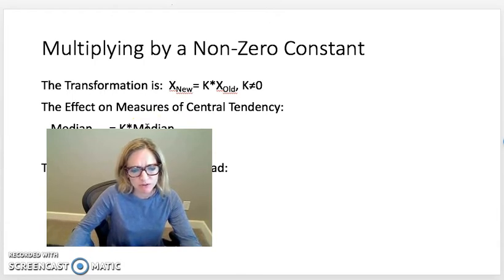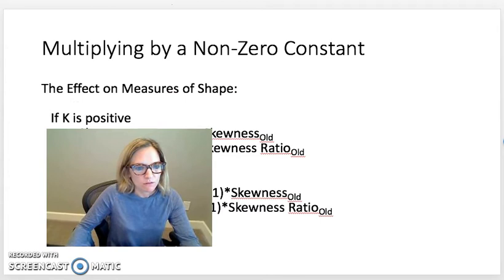Measures of spread are similarly affected, except you multiply by the absolute value of the constant for the case of the interquartile range, the standard deviation, and the range. And you multiply by the square for the case of the variance. The effect on the measures of shape vary depending on whether k is positive or negative. If it's positive, you have the same skewness metric and skewness ratio. If it's negative, you have the same skewness and skewness ratio metric, except you multiply it by a -1.